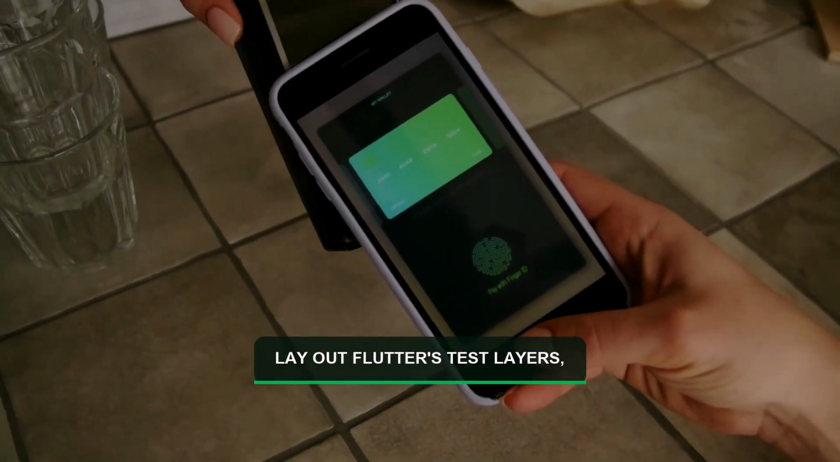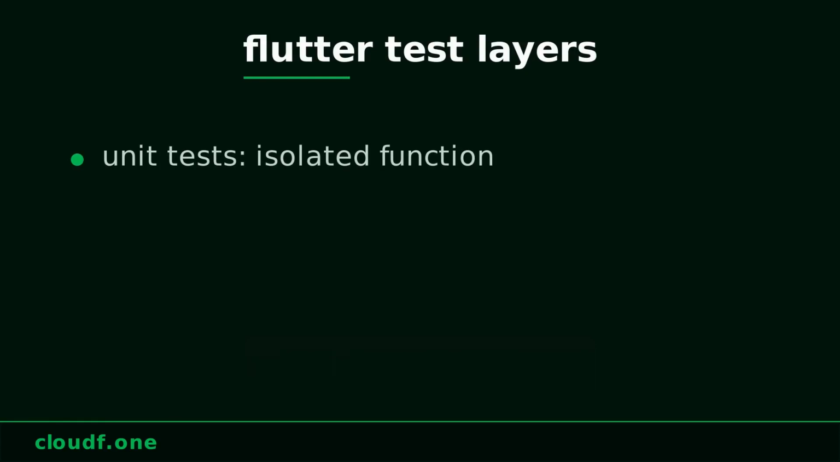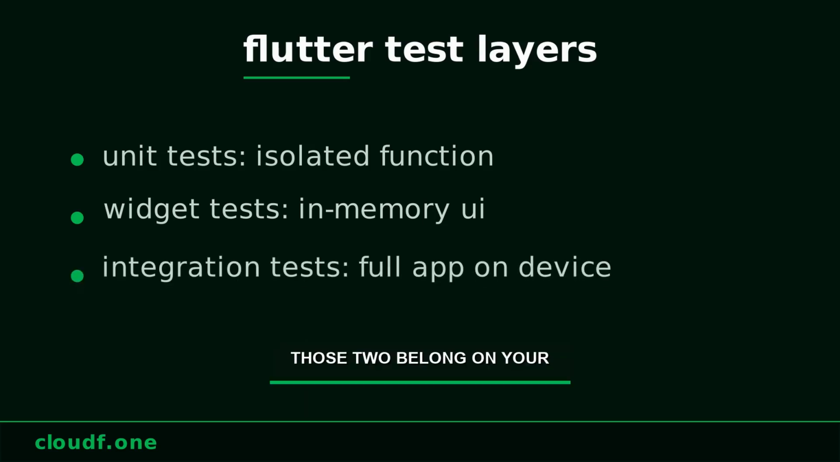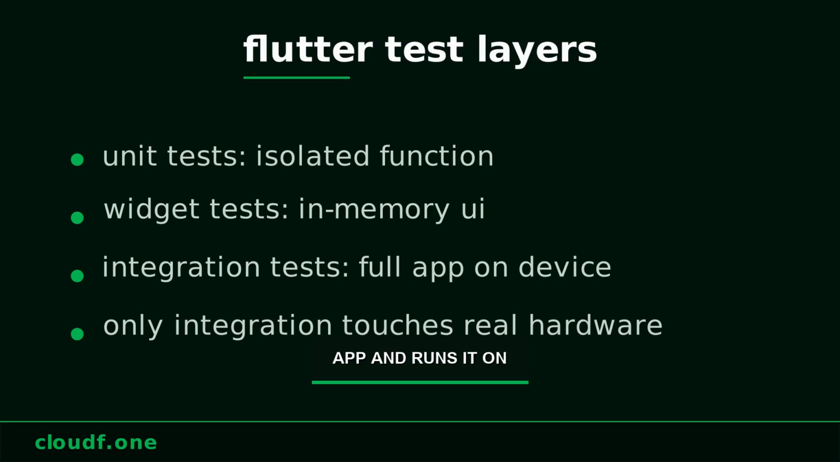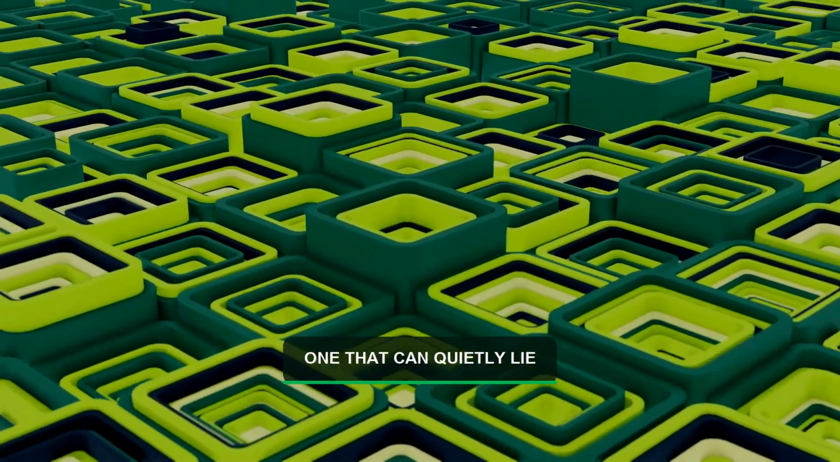Let me lay out Flutter's test layers, because knowing which one you are running tells you where it should run. Unit tests check a function in isolation. Widget tests render a single widget in memory and poke at it without any device at all, and they are wonderfully fast. Those two belong on your laptop and should stay there. Then there is the integration test, which builds the whole app and runs it on an actual device, driving real taps through real screens. That top layer is the one this video is about, because it is the only one that can quietly lie to you.